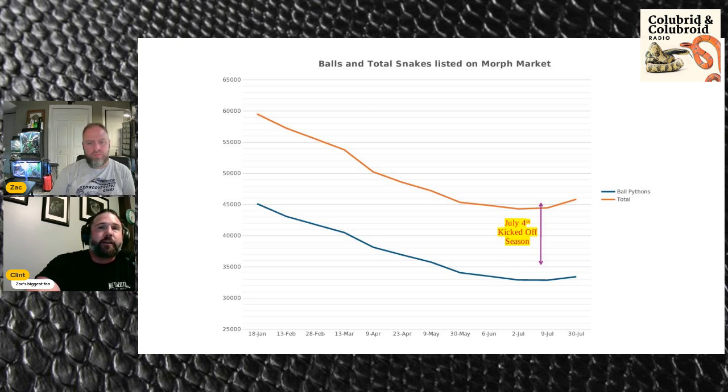So what you see here graphed out are ball pythons and just the total number of snakes altogether. And obviously with ball pythons making up about 70% of the market, the overall trend is going to follow the ball python trend.